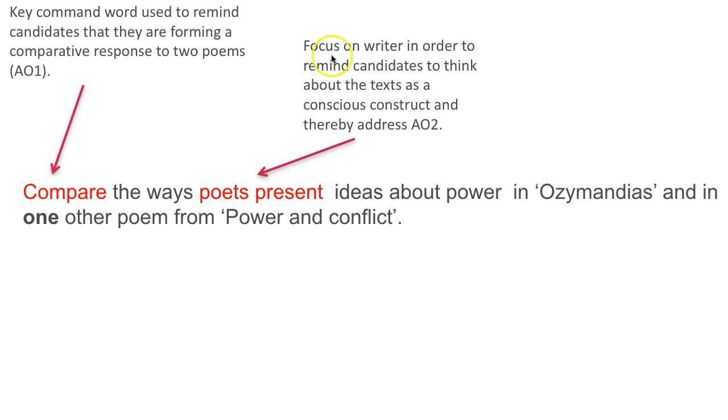Now, this bit is crucial here. They ask you to look at poets, but what they really mean is this. Focus on the writer in order to remind candidates to think about the text as a conscious construct. And so what the examiner means by this is, all the way through, they want you to be writing about the poet's purpose. Why is the poet doing this? What point of view do they want to create? And that will be what's in all my videos on the poems. How do you relate all this terminology to the poet's purpose? Because that's going to get you the top marks.